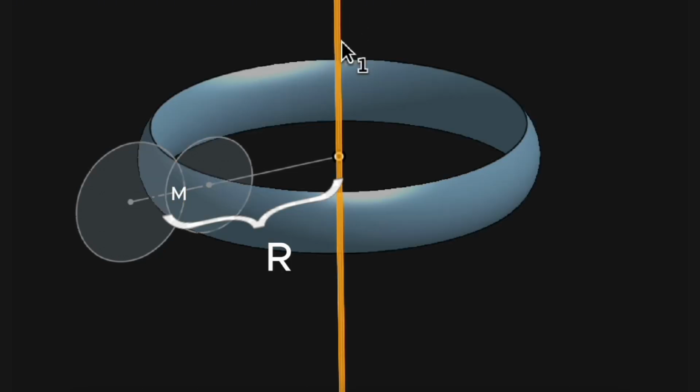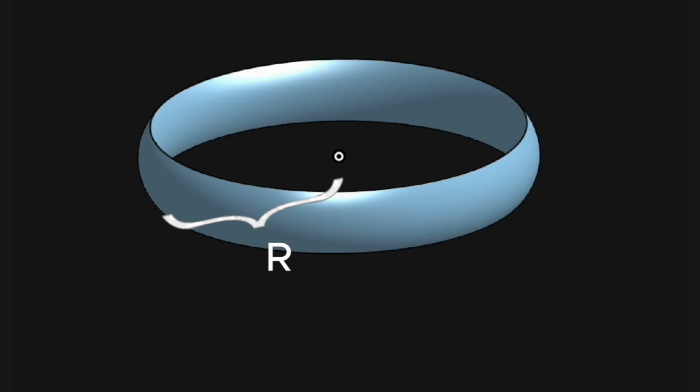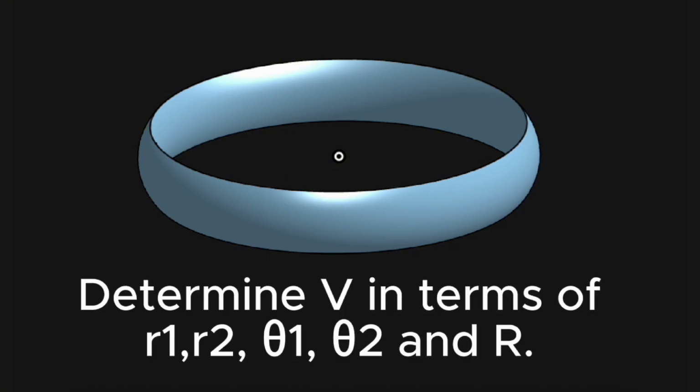We call the geometric center of the intersection area M and rotate the intersection area around a vertical axis. Note that the distance between M and the axis of rotation is denoted with capital R. Our goal is to determine the volume of this ring shape in terms of r1, r2, theta 1, theta 2, and capital R. Try this problem on your own. The method is actually very simple when you discover it.